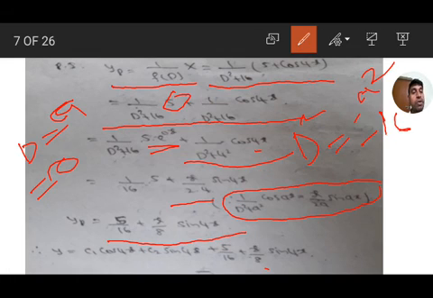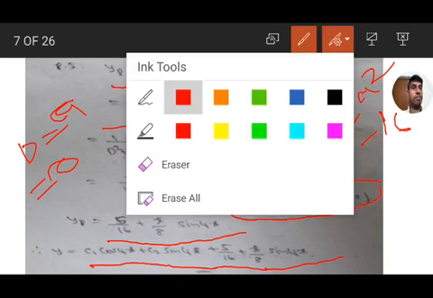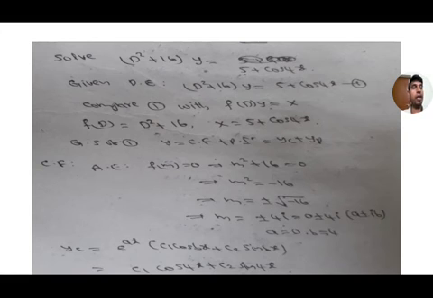Therefore the general solution is y equal to c1 cos 4x plus c2 sin 4x plus 5 by 16 plus x by 8 sin 4x. It is the general solution. Write down the problem.